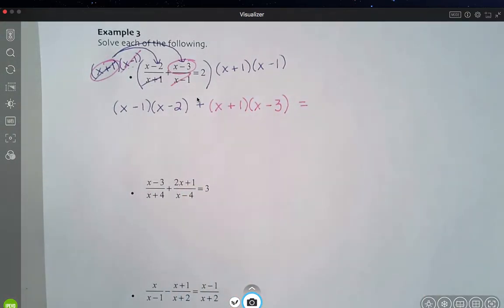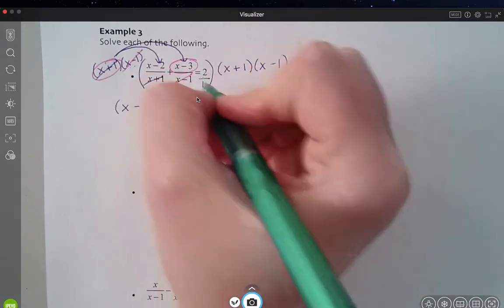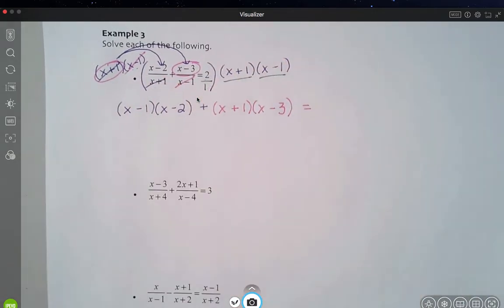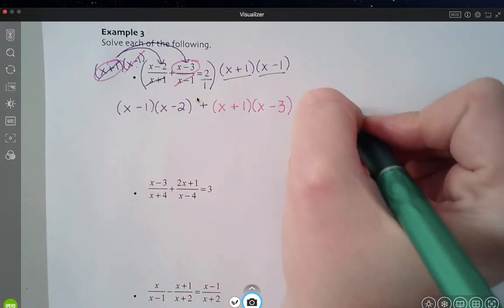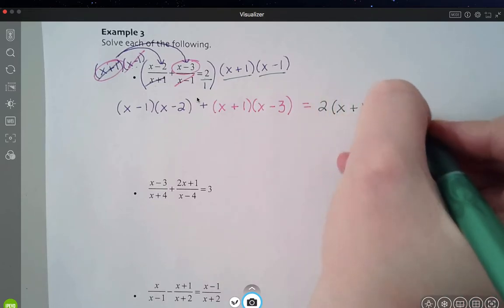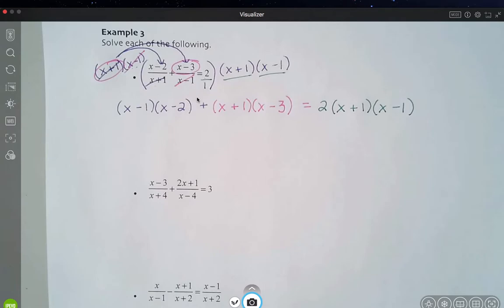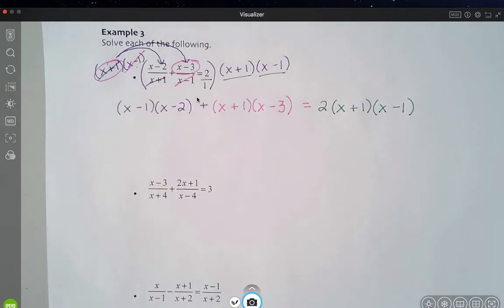Over here on the right side of the equation, the 2 doesn't have anything underneath it that's going to cancel with either one of these, so they're both just going to stay there, and you're going to be left with this 2 times x plus 1 times x minus 1. Okay, but notice I don't have fractions anymore. That's the whole goal.